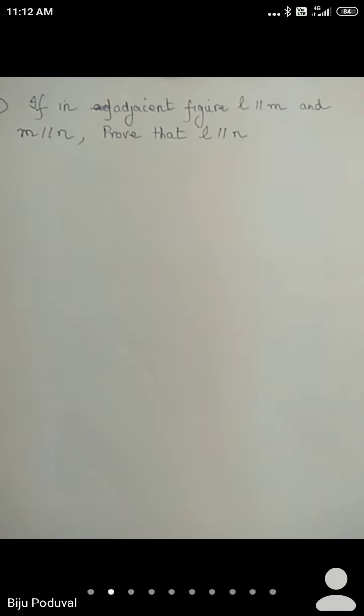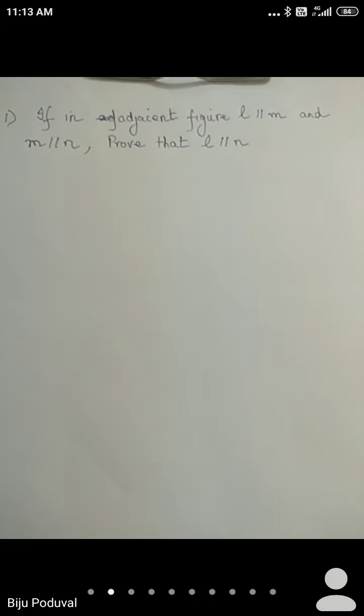Now, somebody wrote in the worksheet, L is parallel to M is parallel to N, so L is parallel to N, hence proved. Then why am I asking the question? We are not in English class, we are in maths class. So we have to prove it, mathematically.